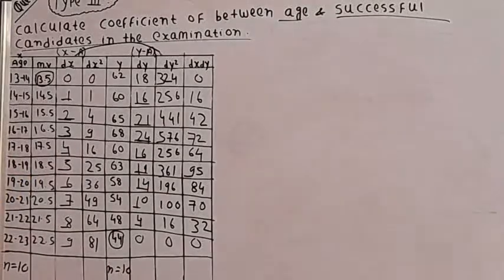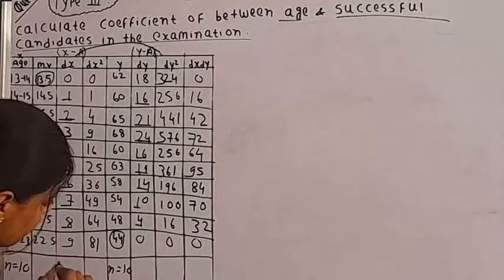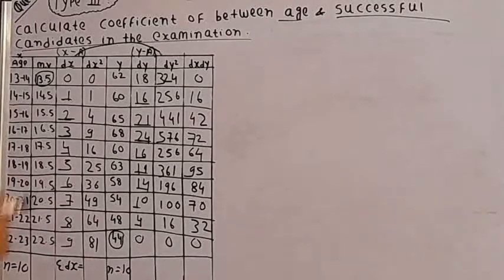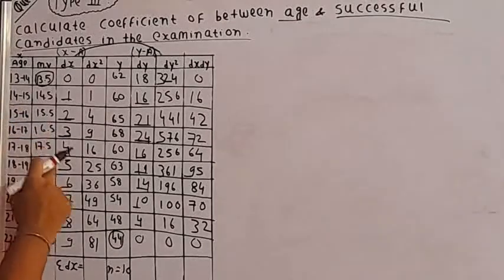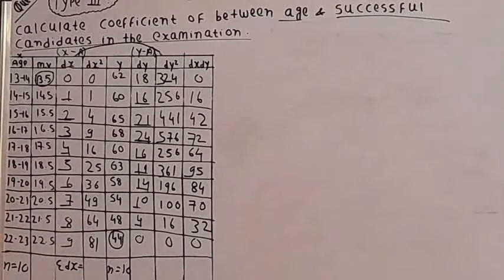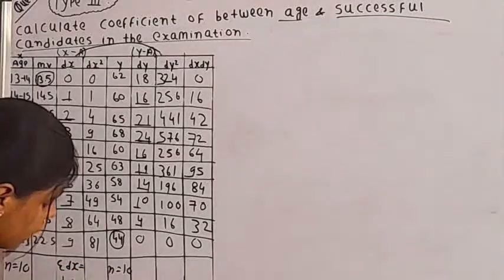We will write here. Then what we have to calculate? We have to calculate summation dx. How do we calculate summation dx? We have to make the addition of this dx column. So we will do 0 plus 1 plus 2 plus 3 plus 4 plus 5 plus 6 plus 7 plus 8 plus 9. How much we are going to get? We are going to get 45. That is why here we will write summation dx is equals to 45.